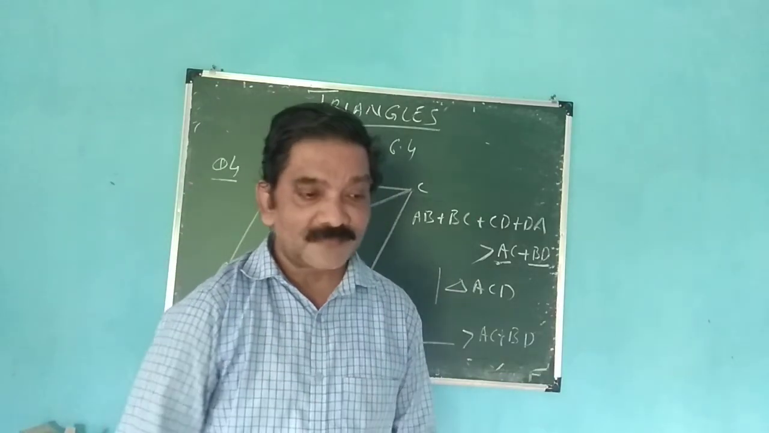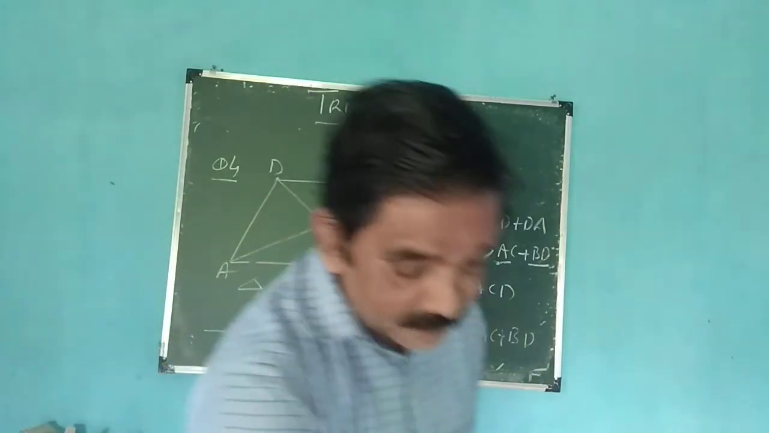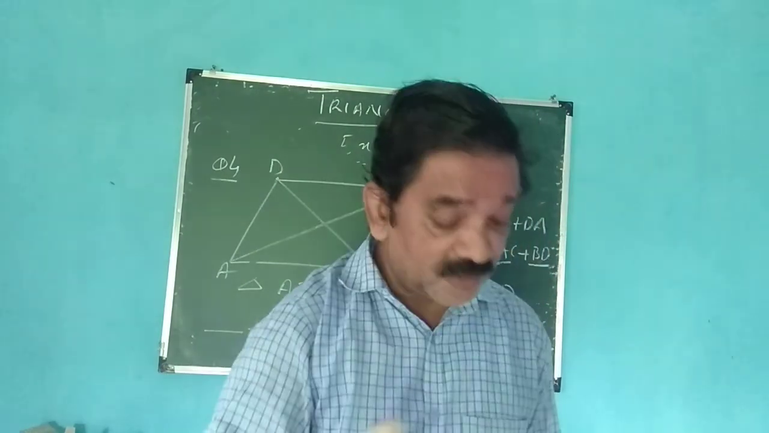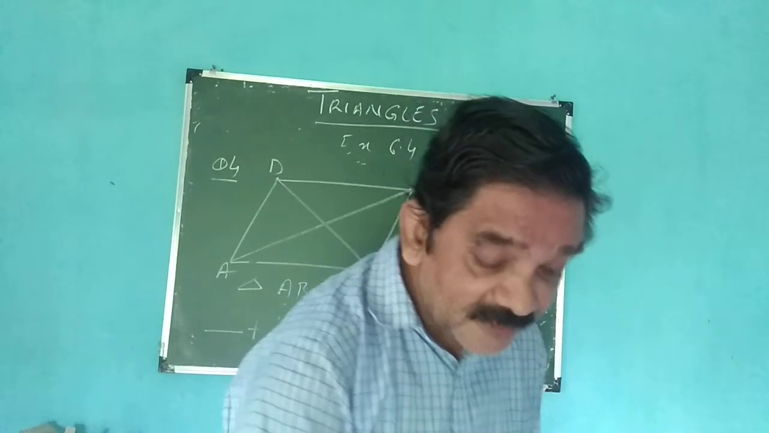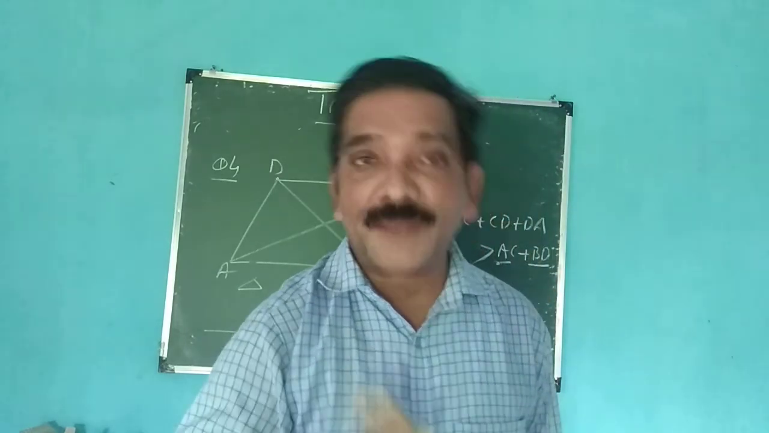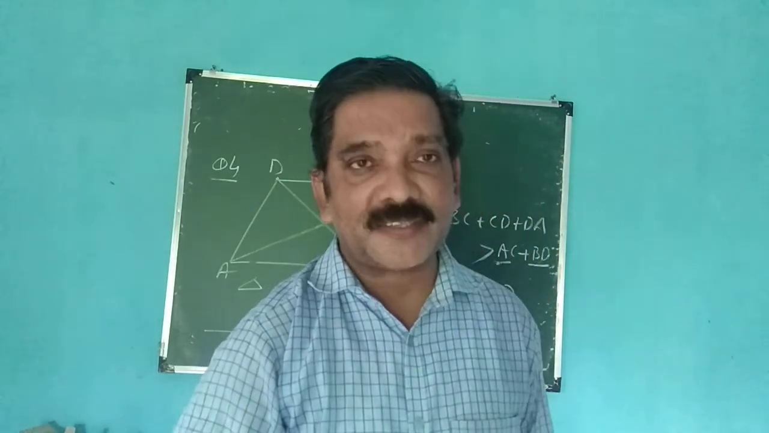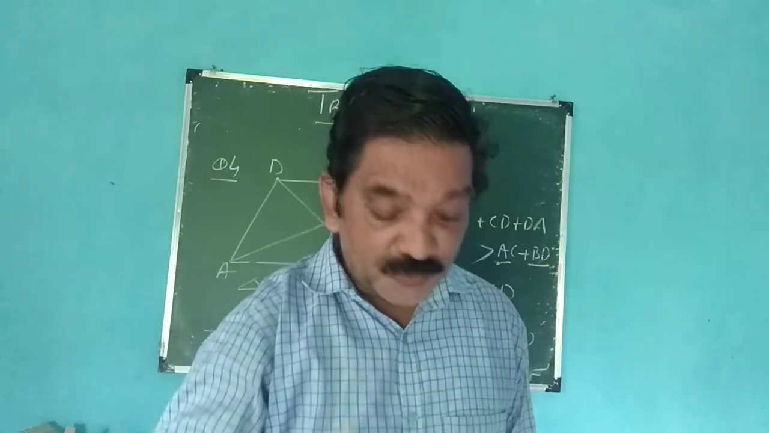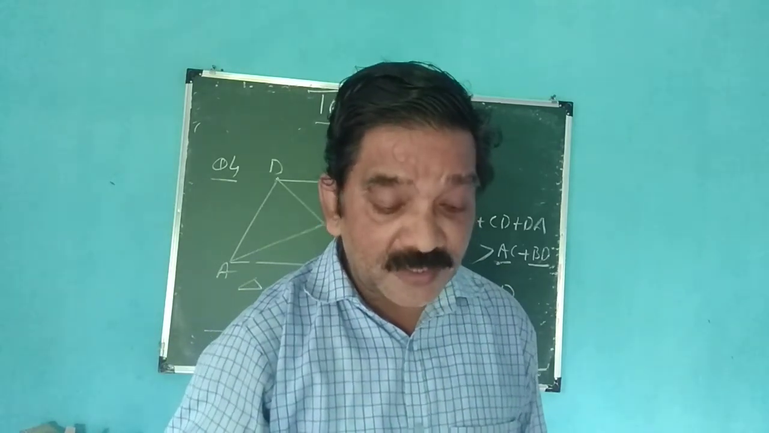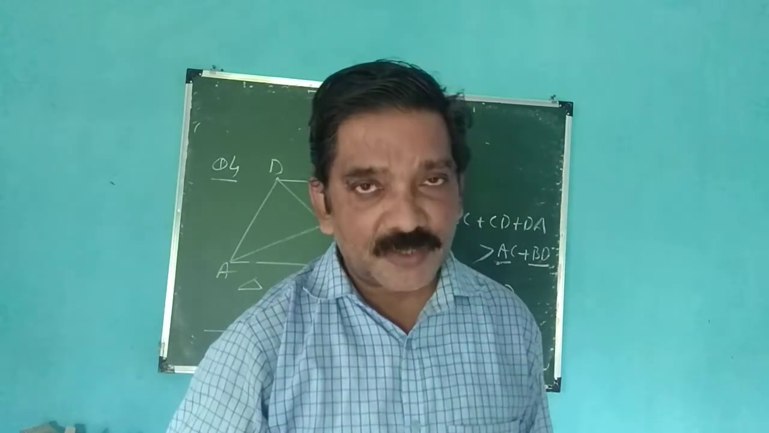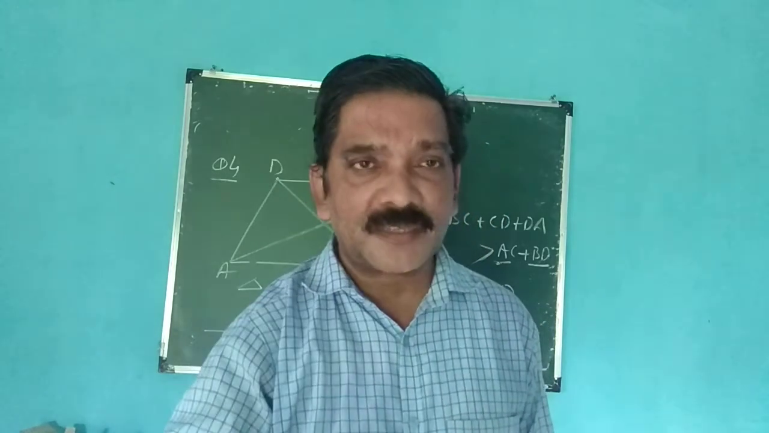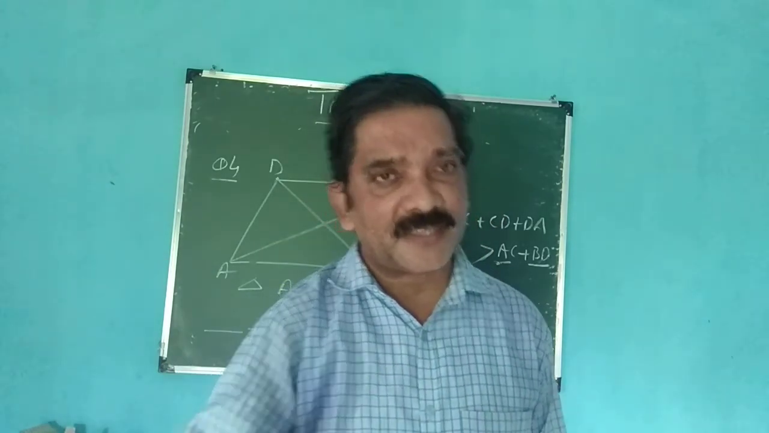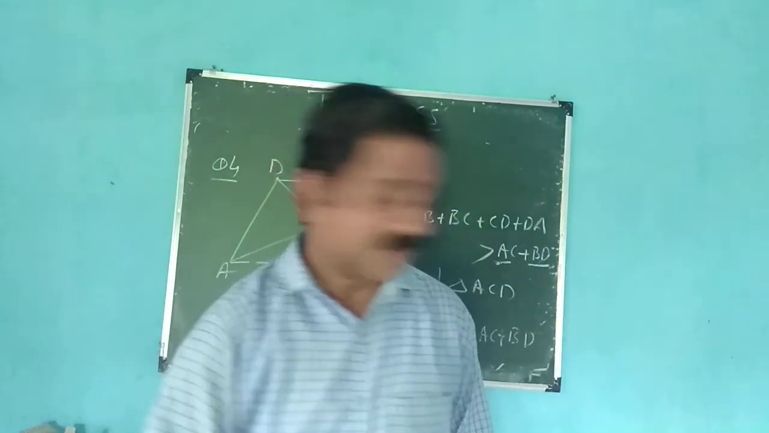Okay, now this was question 4 of exercise 6.4. After this we'll go to the new exercise. Clear? We'll go to the new exercise and we'll discuss right angle triangles and Pythagoras theorem. Let me give a brief introduction on this chapter, then in the next class I will take the exercise.